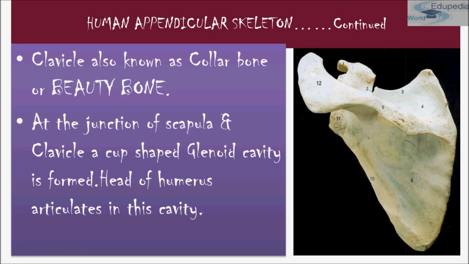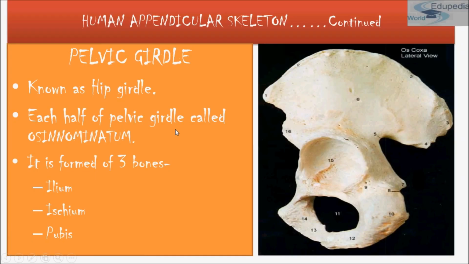At the junction of scapula and clavicle, see, this is your clavicle and this is your scapula, which is triangular in shape. So a cup-shaped glenoid cavity is formed. You can say it is a kind of depression wherein the head of the humerus, the first bone of your hand, articulates. That is your humerus. So the head of humerus articulates in the glenoid cavity, which is found at the clavicle and scapula junction. Now comes pelvic girdle.